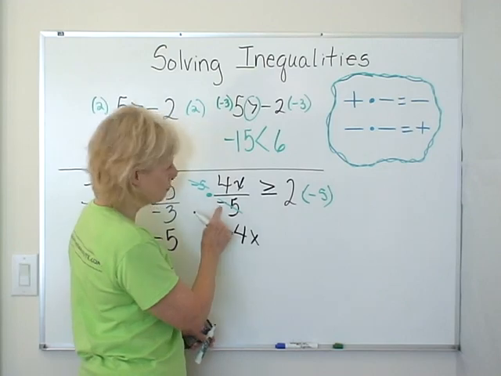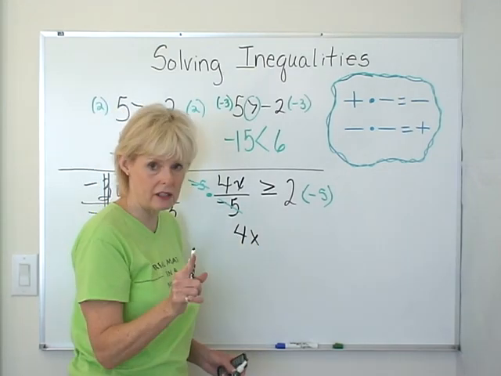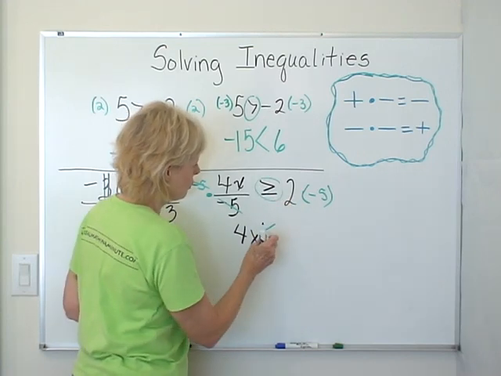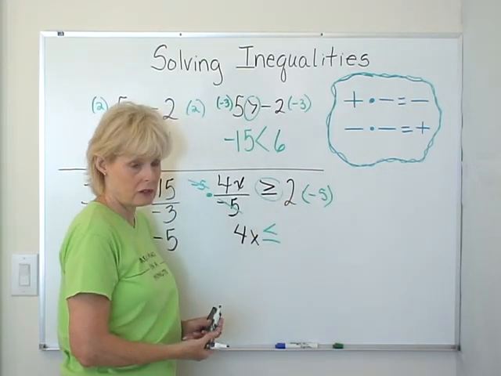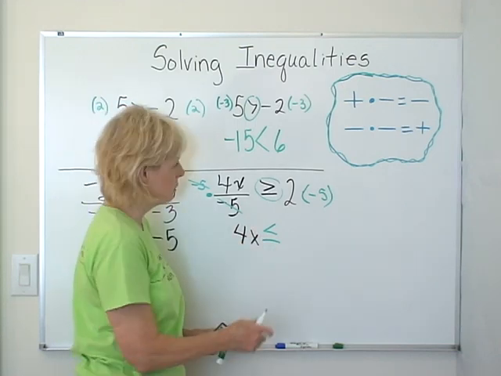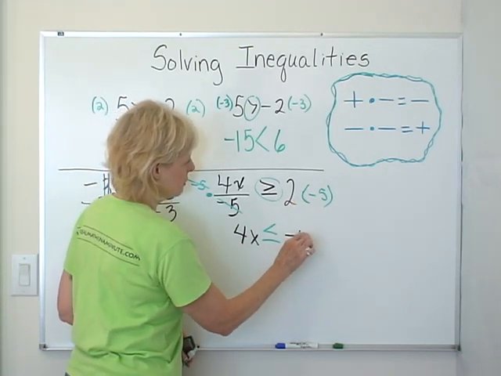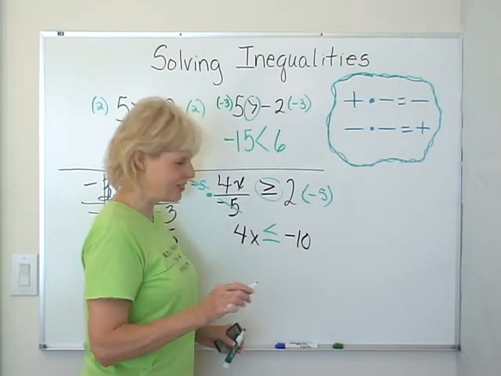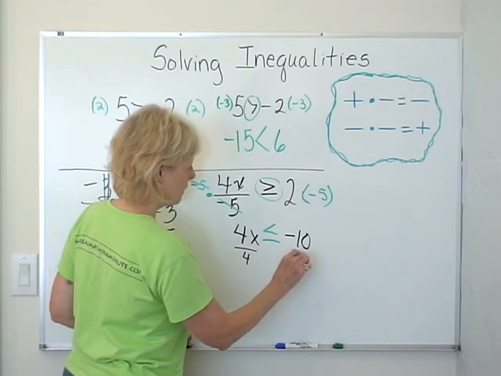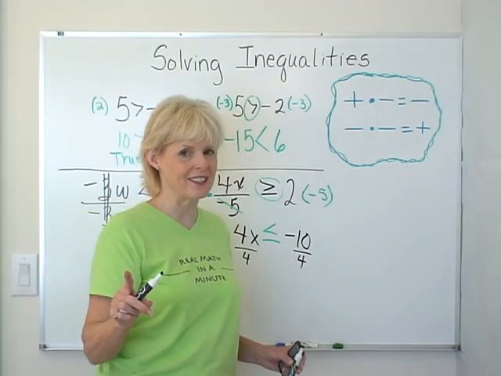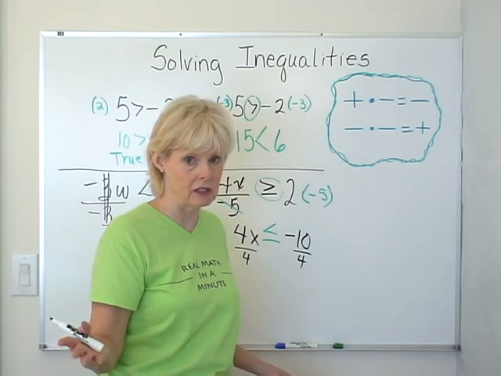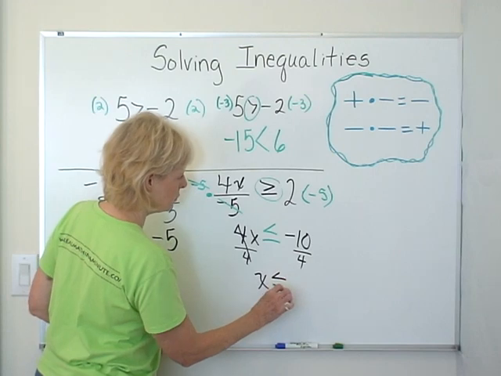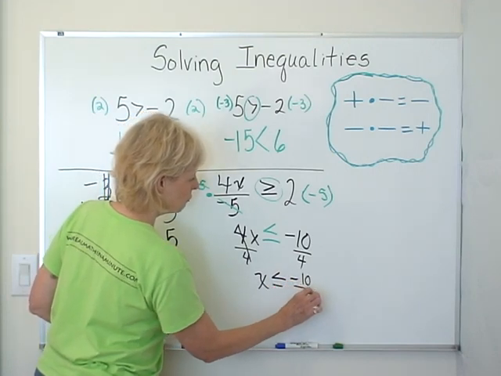But because we multiplied by a negative, we have to flip this the other direction for it to be true. So now it says 4x is less than or equal to. And then 2 times negative 5 is negative 10. And then our last step, divide last. So we divide this side by 4 and this side by 4. I'm not dividing by a negative, so I don't need to worry about flipping or anything. So divide by 4, inverse property, x is less than or equal to negative 10 fourths.